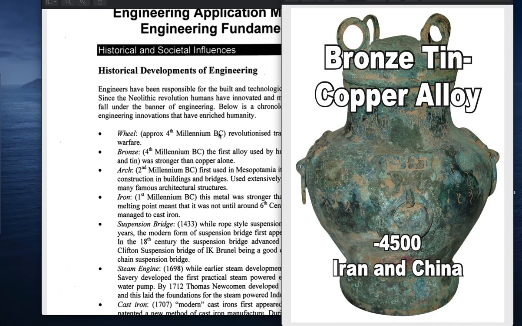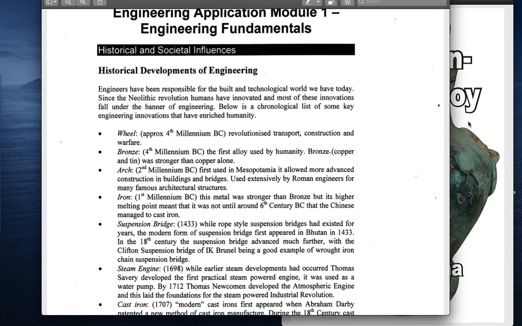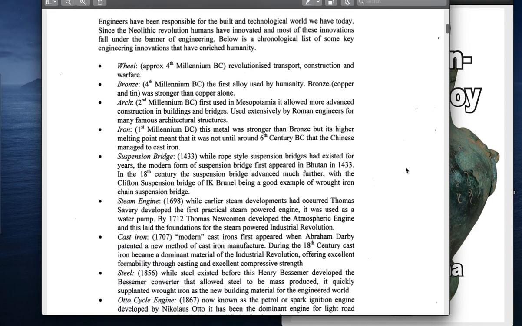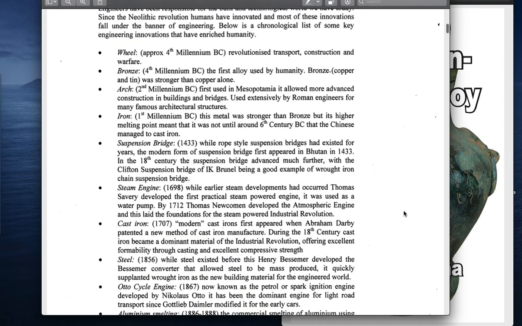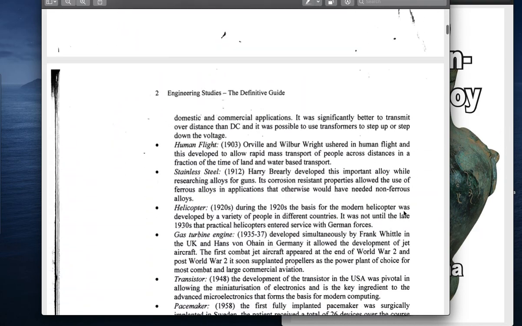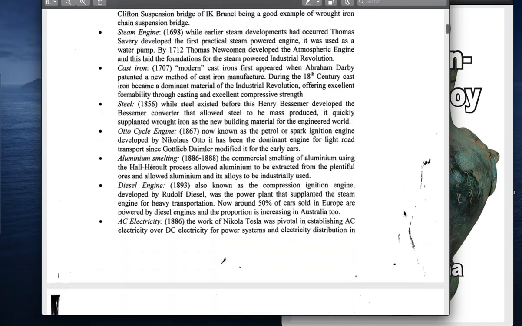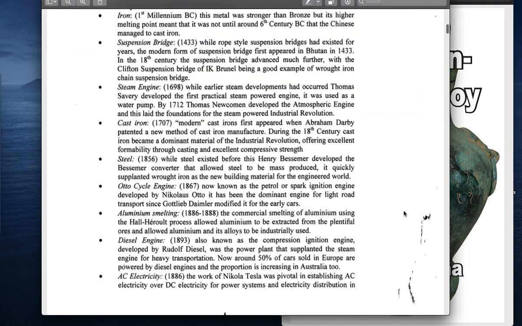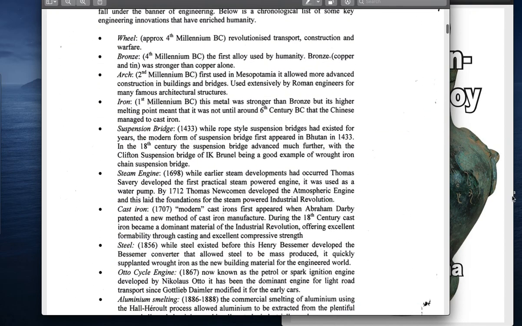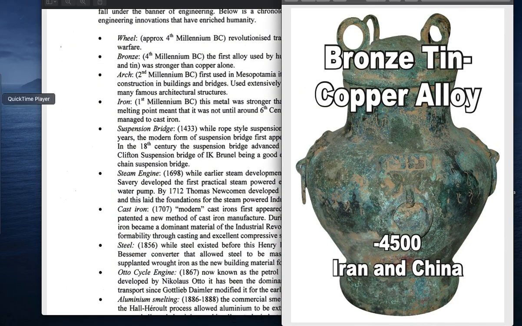What I'm going to do in my next video is I'm going to go through a timeline of engineering innovations. So that's what I'm going to go through next. There's a short one in Copeland's book, 2 pages, and I have 80 that I'm going to talk about briefly.